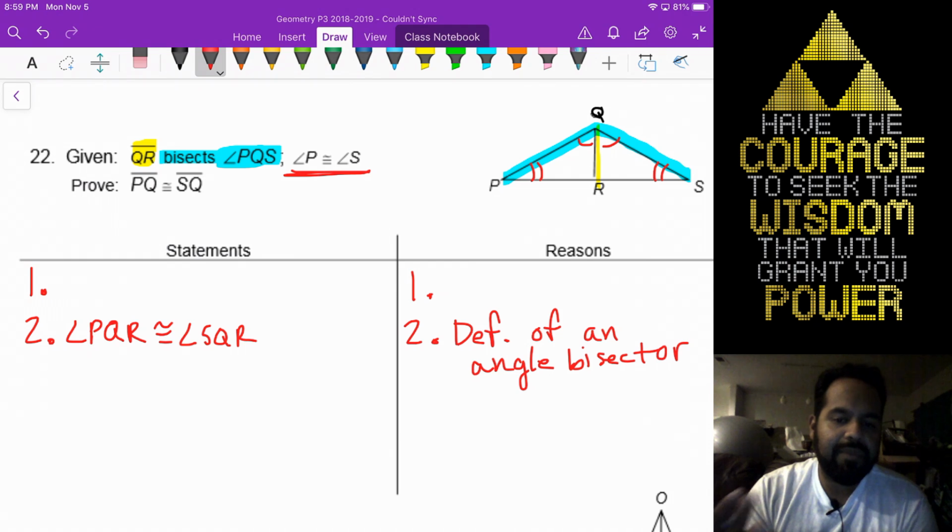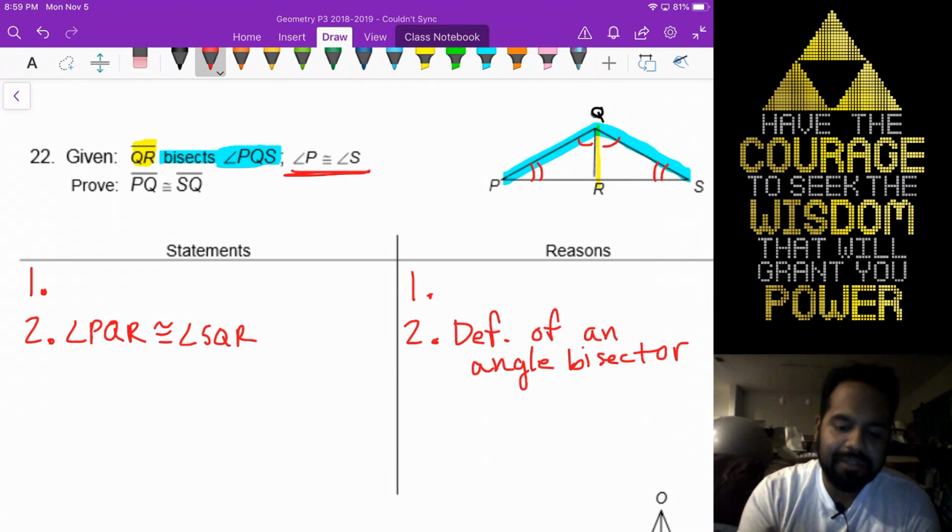Now, there's one other thing we haven't talked about at all, and that's the reflexive line. Anyways, back to this. We've got to go back to our reflexive side. So that's going to be QR.